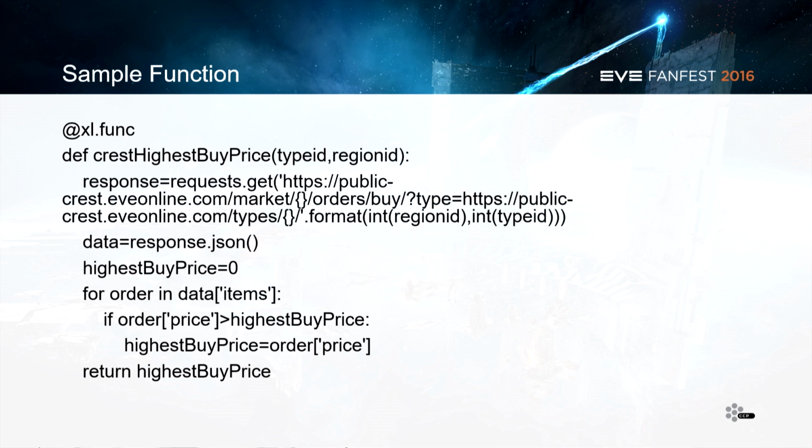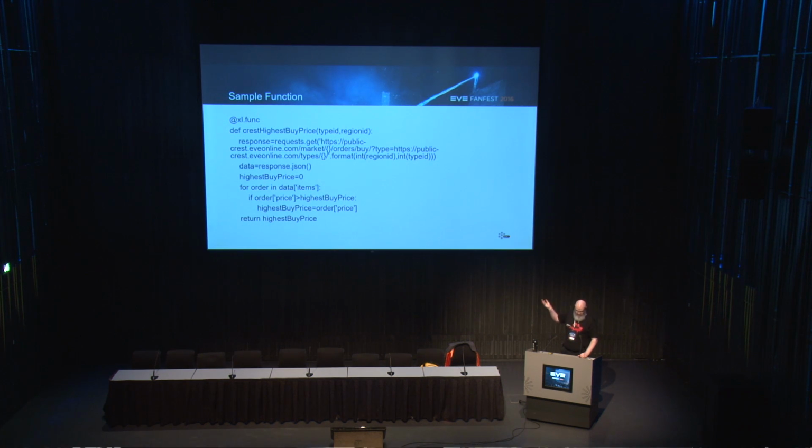But as you can see, it just gets the data, pulls it back in, and then it just runs through all of them and returns the highest price. Nice, simple function. Some people like this kind of thing. But if you wanted to extend this to return multiple values, you could just return an array at that point.